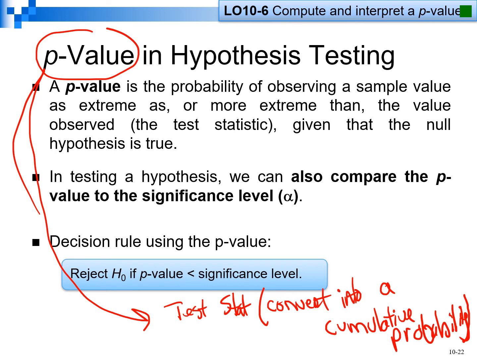And then what you typically do with that is compare it with alpha, which again is your significance level. And this is really your true decision rule: you always reject if the p-value is less than or equal to your alpha level.